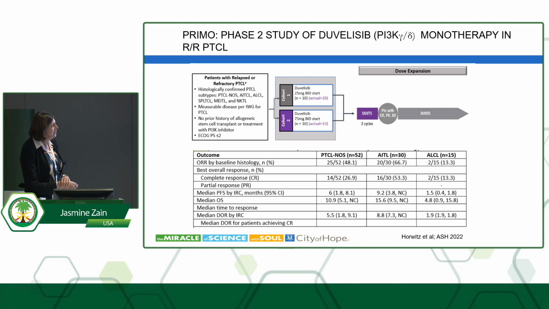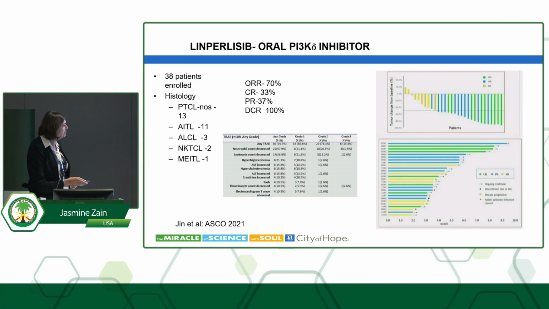And this is the final dosing that has been evaluated, with a response rate of about 48%. Best responses are seen in AITL and PTCL. Response rates in ALCL tend to be a little bit lower. Duration of response is between 5 to 8 months. And the toxicity was reasonable. There were some liver issues and cases of colitis and pneumonitis that led to patient discontinuation of this study. But it's a good bridging therapy, in my mind, for patients who could then go on to an allotransplant if they respond.